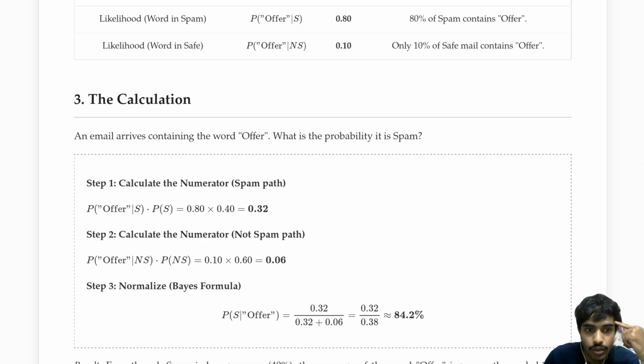0.06. To get the final probability, we perform normalization. We take the spam score 0.32 and divide it by the total of both scores, 0.32 plus 0.06. So the result comes up at 84.2%. So the presence of just one word flipped our belief from 40% to 84%.